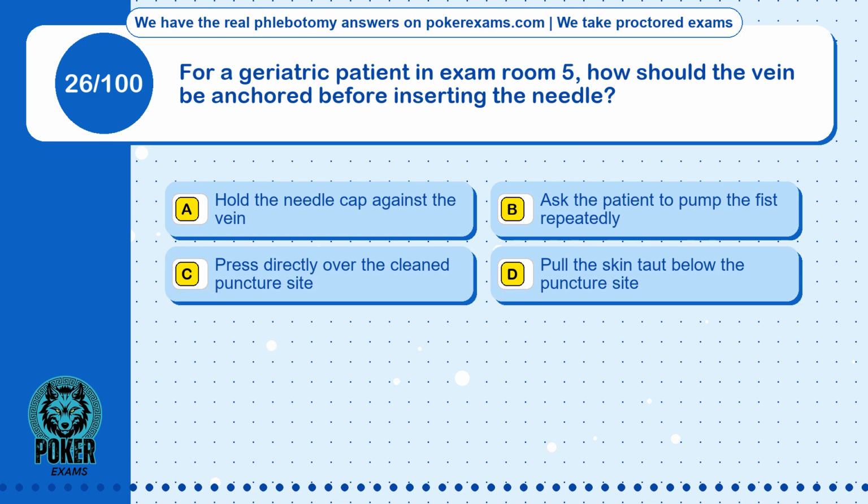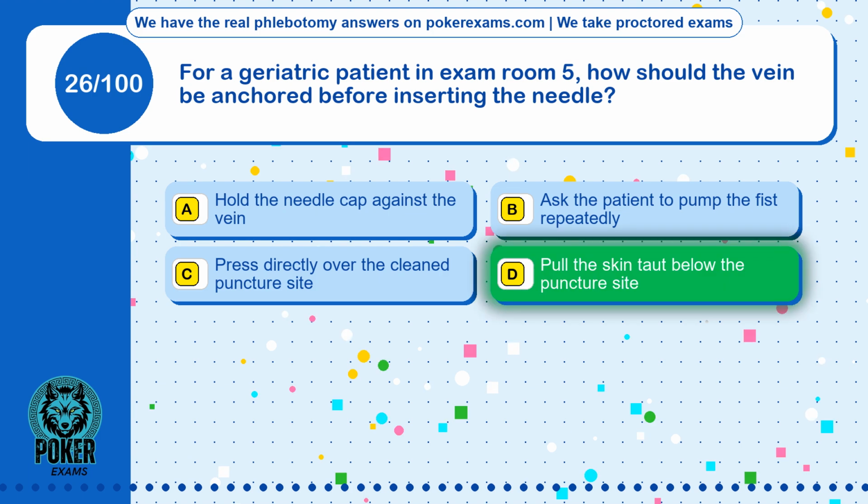Question 26. For a geriatric patient in exam room 5, how should the vein be anchored before inserting the needle? Option A, hold the needle cap against the vein. Option B, ask the patient to pump the fist repeatedly. Option C, press directly over the cleaned puncture site. Option D, pull the skin taut below the puncture site.